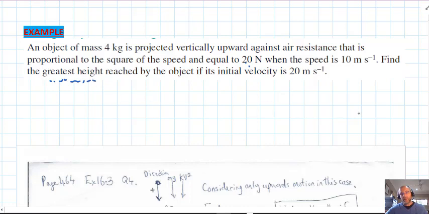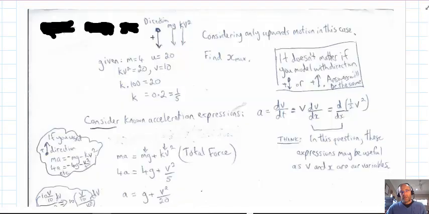So we've got vertically upwards type motion. All right, and the initial velocity is 20 meters per second. Now, this is a fairly long question, and I'm going to go through it quickly, so be prepared to pause the video and review sections as you need to.